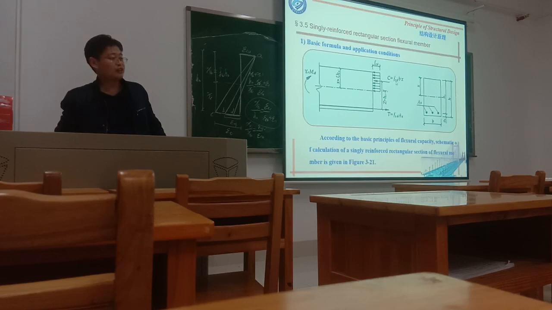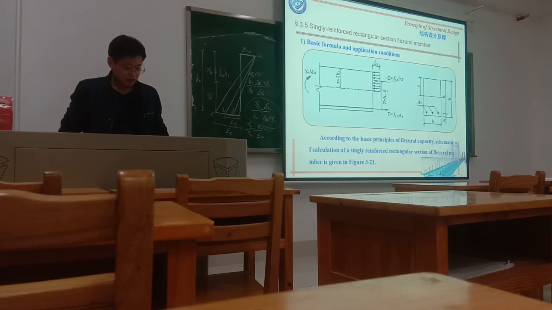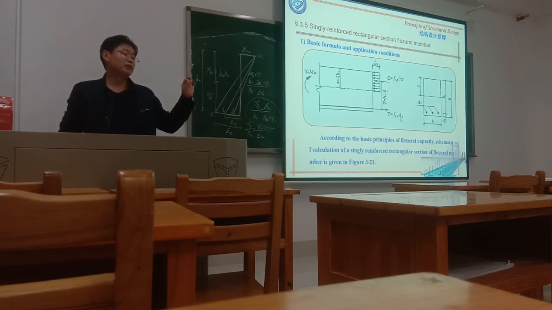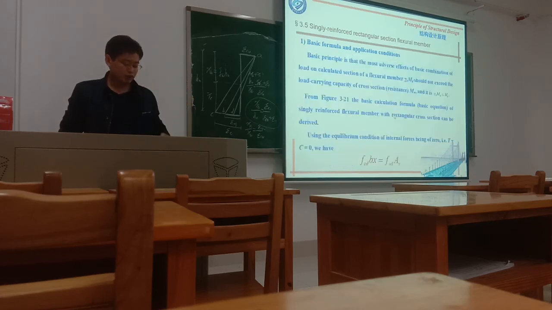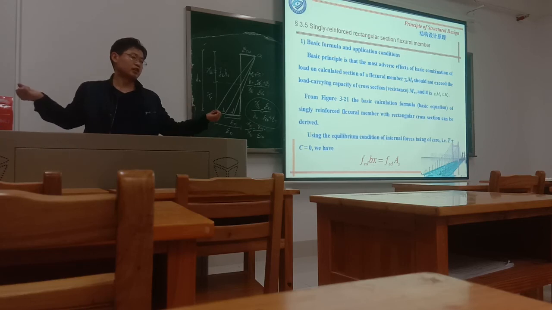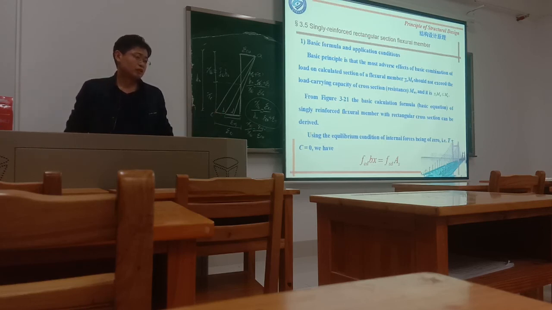So fcd is the compressive stress of the concrete. So fcd b x is the compressive force. And T is fsd As. As is the area of the reinforcement, and fsd is the tensile stress of the reinforcement. Then we go to the balance. Compressive force and tensile force, the value should be the same, but the direction is opposite. So you keep the balance.